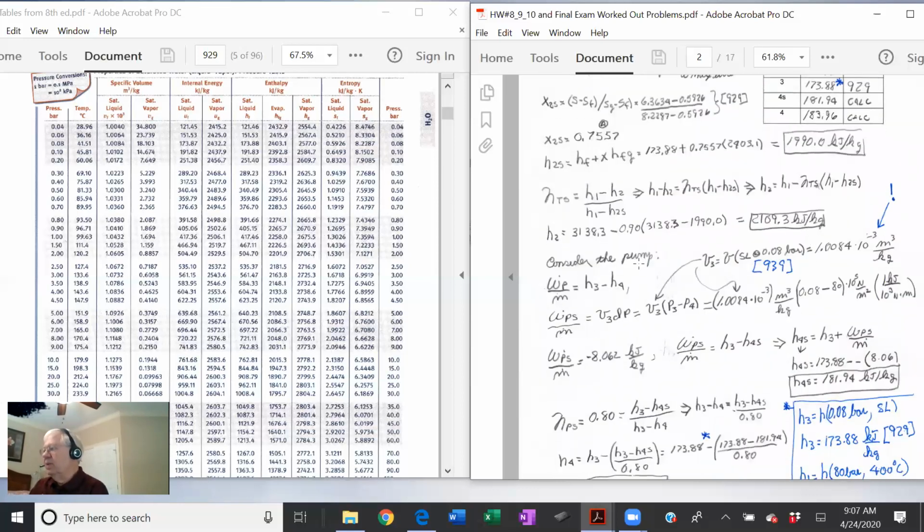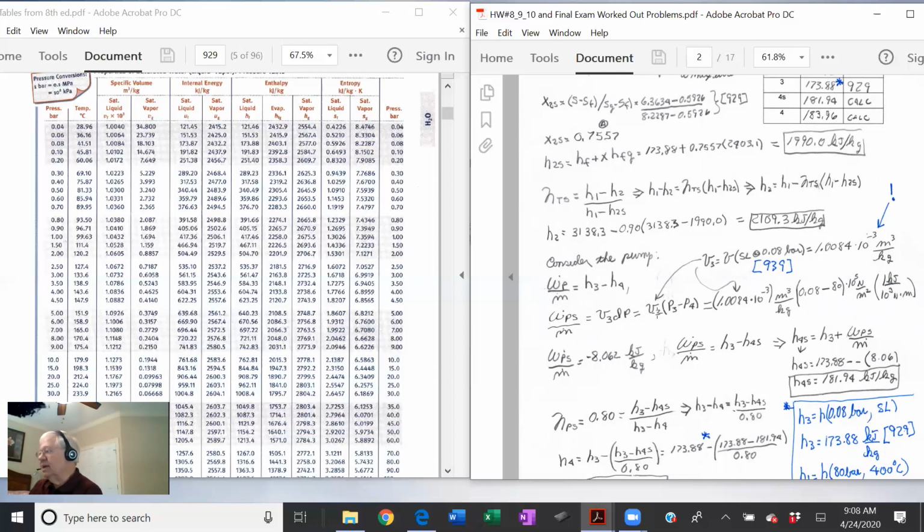So let's consider the pump. We know the work of the pump per pound is H3 minus H4. Now I know your book gives H4 minus H3 because the author of the book wants to keep everything positive. If you want to do it that way, that's fine, but you've got to be really careful. I would suggest you keep your signs like I've got them. Work of the pump per pound is H3 minus H4.